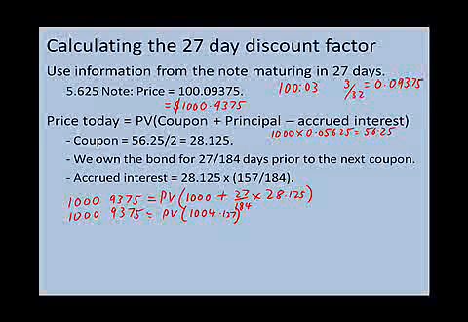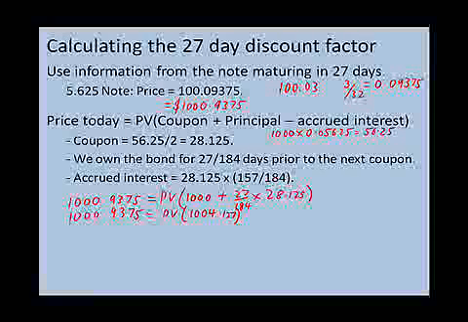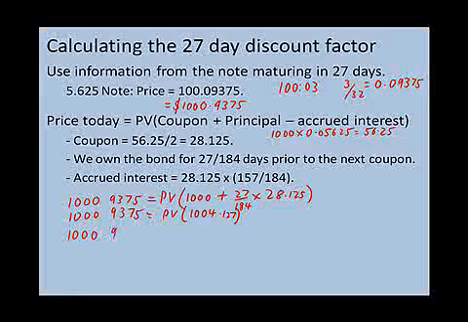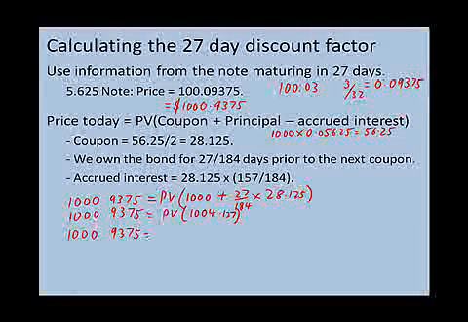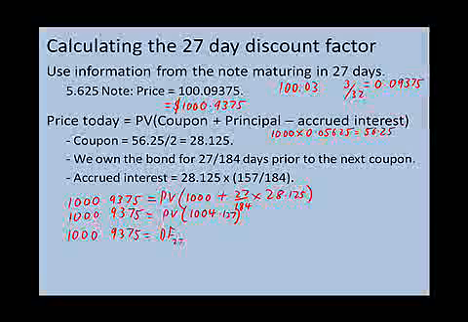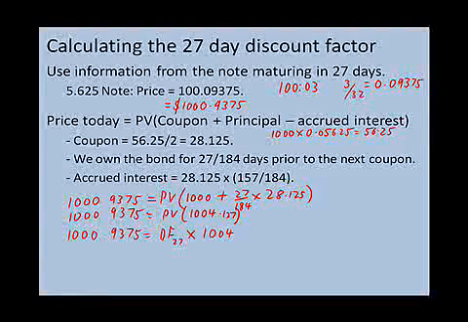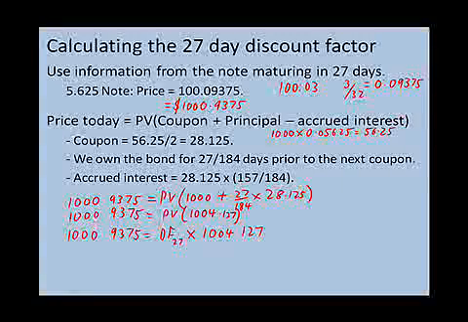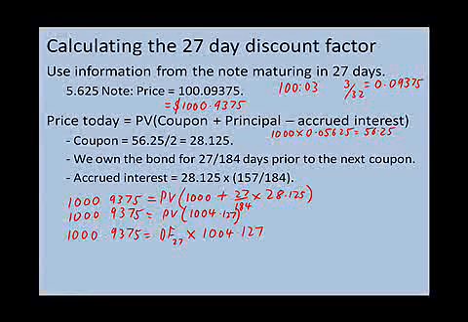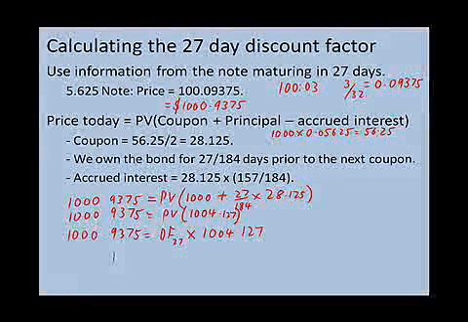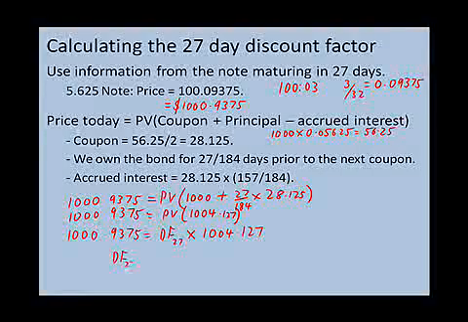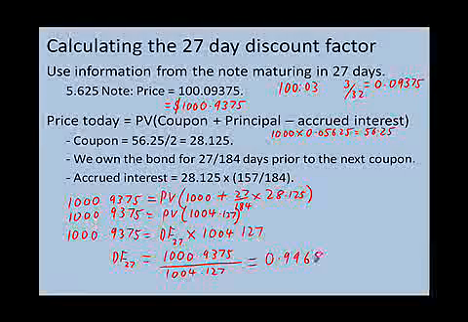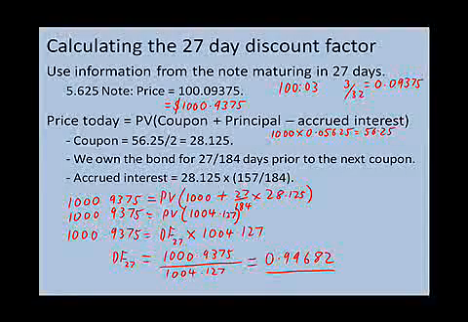How do we calculate the discount factor? The discount factor has to equate the price today with the future cash flows. The price today has to equal the discount factor for 27 days times the future cash flows that we will receive, which is 1004.127. If we divide both sides by 1004.127, we get the discount factor for 27 days, which is equal to 0.99682. That's the 27-day discount factor.